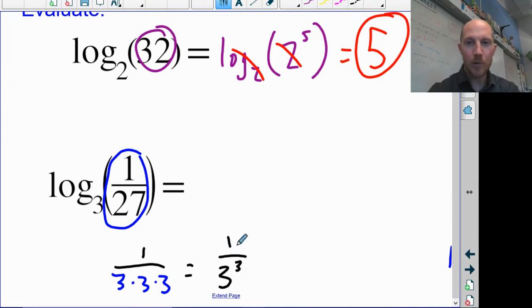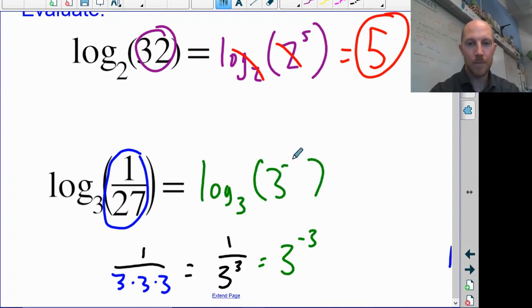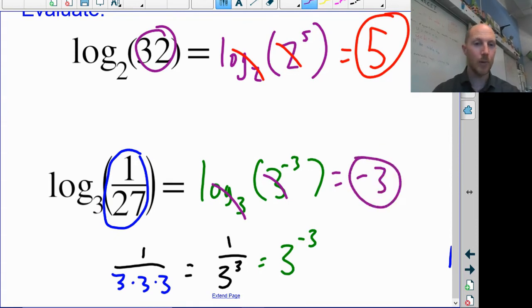So this is a reciprocal. And as you recall, we can get a reciprocal from a negative exponent. That's what negative exponents mean. So I can rewrite this whole problem as log base 3 of 3 to the power of negative 3. Log base 3, base of the exponent of 3. Those are inverses. So I'm left with negative 3. Super.